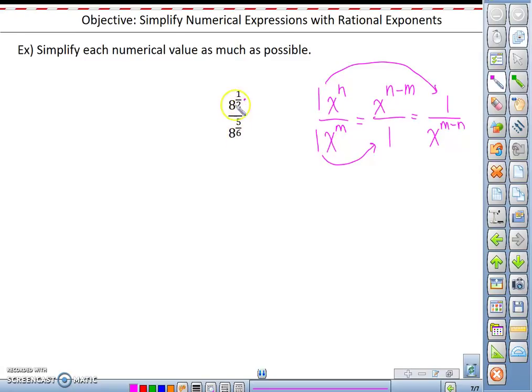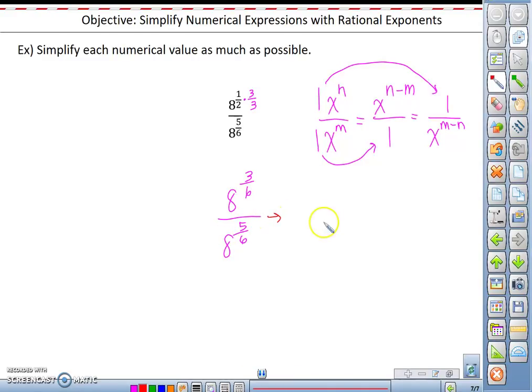So I need to multiply 1/2 by 3 over 3. So this now gives me 8 to the power of 3/6, and my other exponent is still 8 to the power of 5/6. So now that the denominators are the same, we can also see 5/6 would be larger than 3/6 because 5 is larger than 3. So I'm going to start my subtraction with this exponent in the denominator.